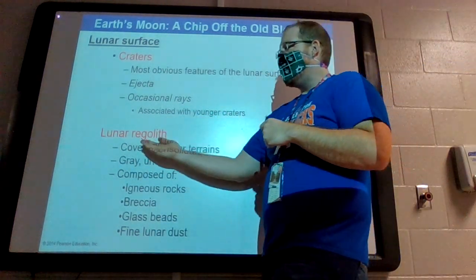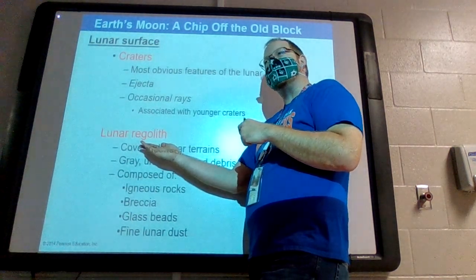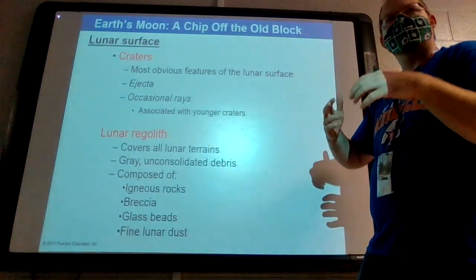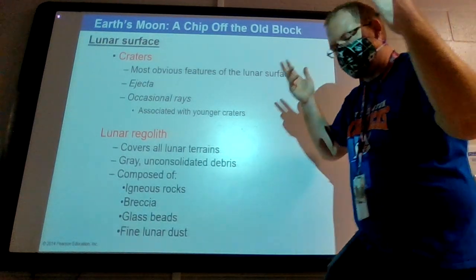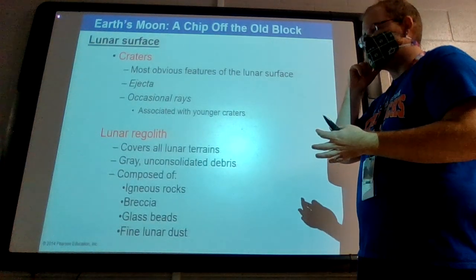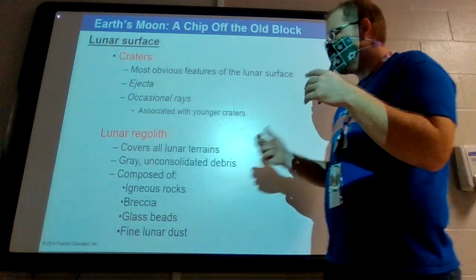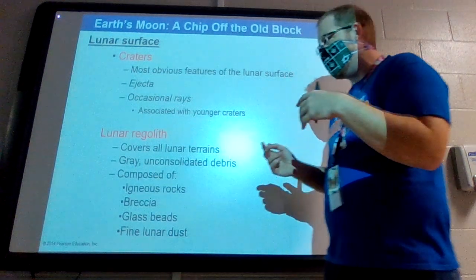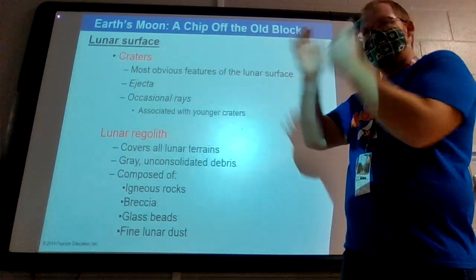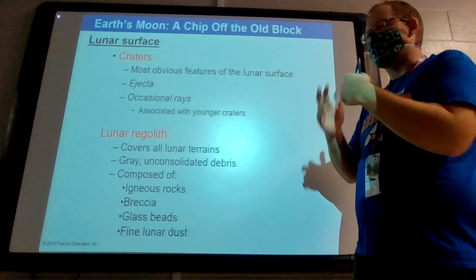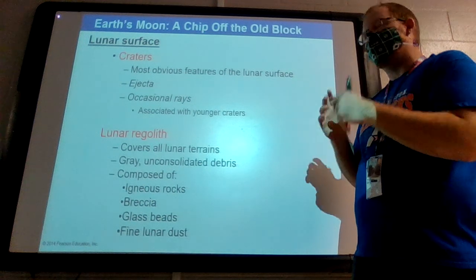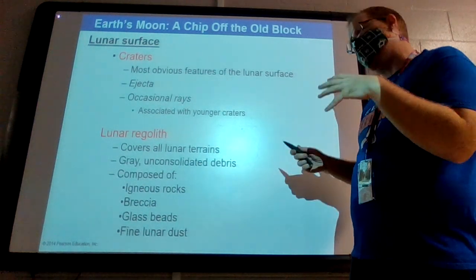Lunar regolith. Regolith just means like loose rocks and dust. So it covers all lunar terrains. We all kind of have this image of the astronaut stepping down and leaving the boot print in the dust, which most of those are still there. It's just gray, unconsolidated dust, not from craters, but from asteroid impacts, kind of just breaking stuff up. There's not really weathering and erosion because there's no atmosphere. And so it's all from impacts.